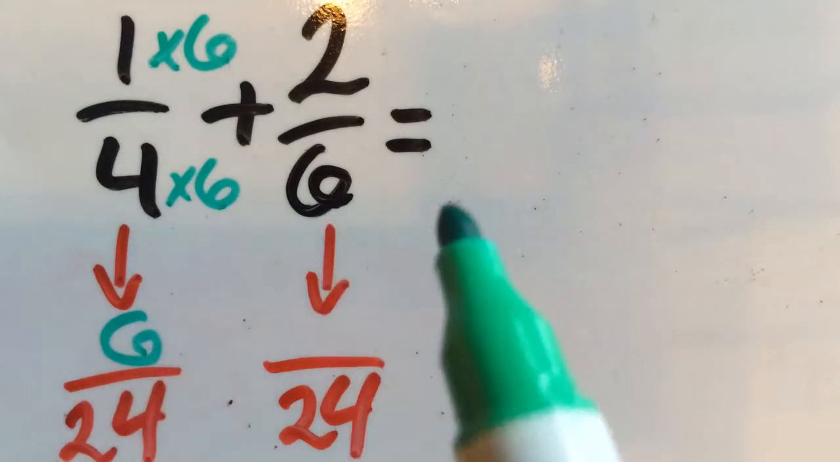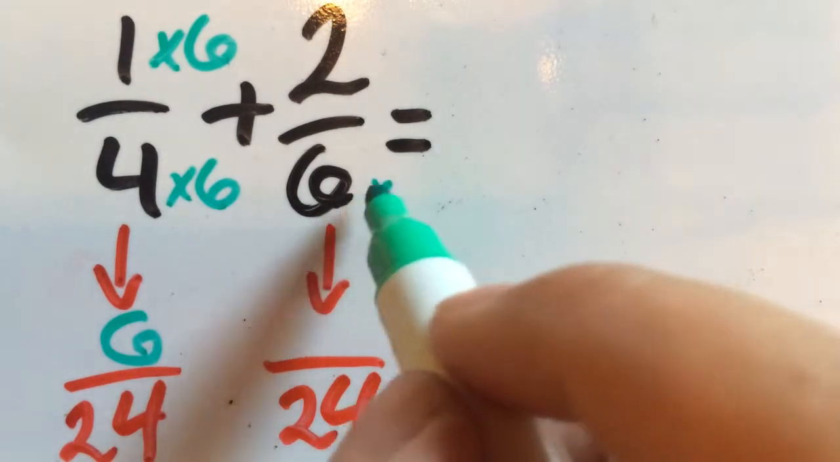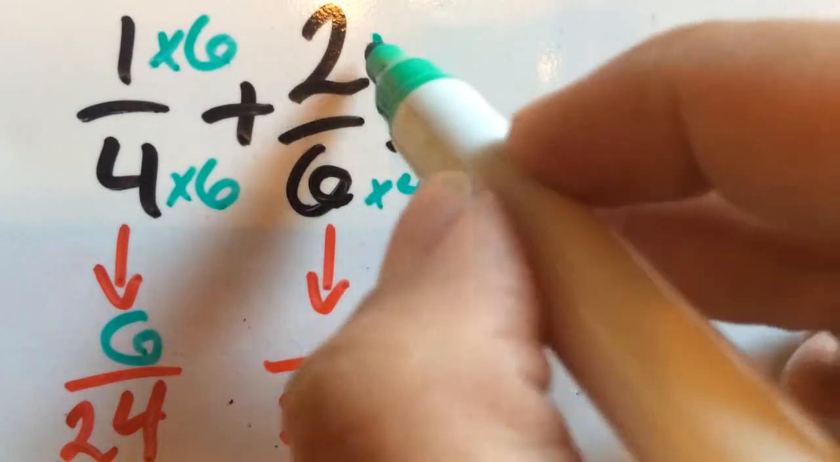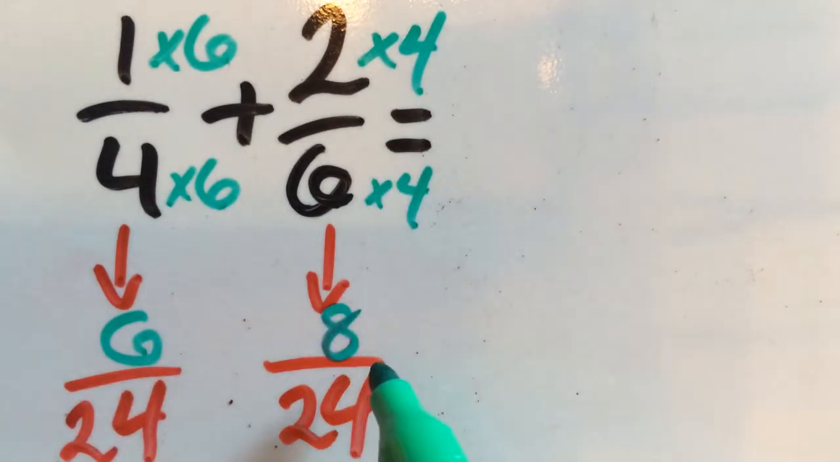Now let's do the other fraction. 6 times what is 24? 6 times 4. Whatever you need to do to the bottom, you do to the top. 2 times 4 is 8. So 2/6 is equivalent to 8/24.